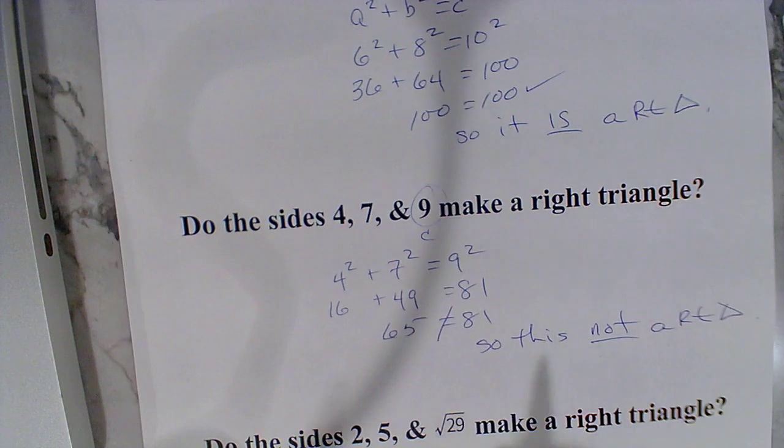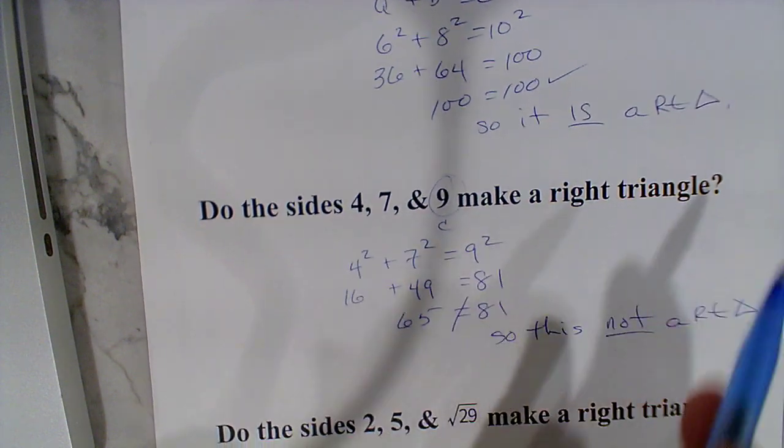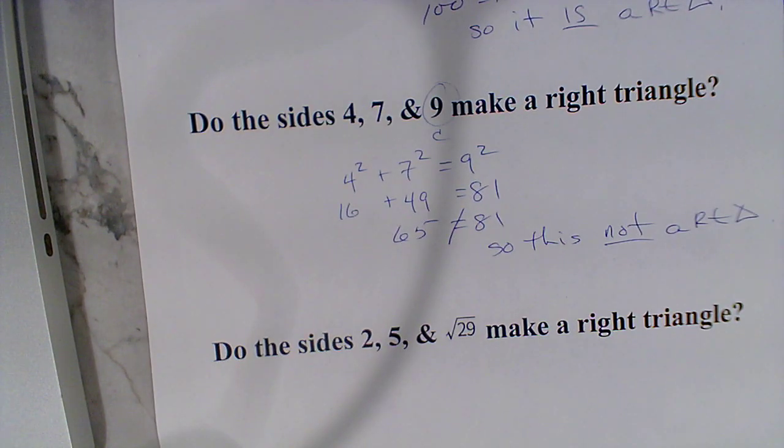Now, I want to check real fast. Is it even a triangle at all? If I take the two small sides, add them up, 11. Is 11 greater than 9? It is. So it is a triangle, but it's just not a right triangle.